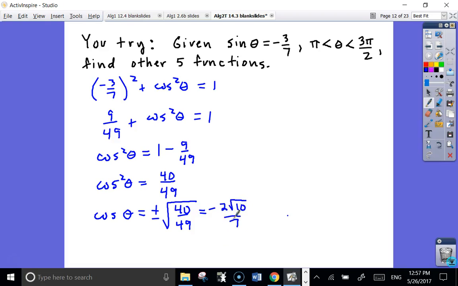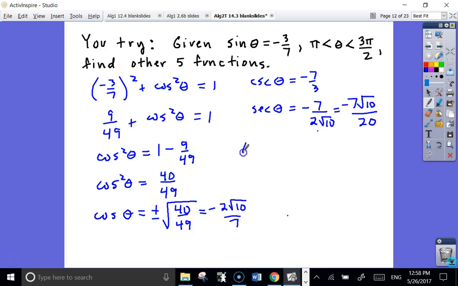Okay, now we can do the others. Okay, the cosecant is negative 7/3. The secant is the flip of that. That's going to be negative 7 over 2 times the square root of 10, which is going to be negative 7 times the square root of 10 over 20.